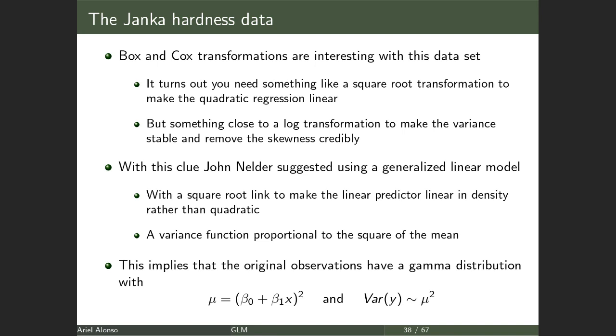So the Box-Cox transformation, in this case, gives you two different messages. When you apply it to the linear model, it turns out that you need to use something like a square root transformation to make the quadratic regression linear, to get rid of this curvature. But when you apply it to the quadratic model, it seems that you need to use some kind of log transformation to make the variance constant, to remove this skewness. So what can we conclude out of this?